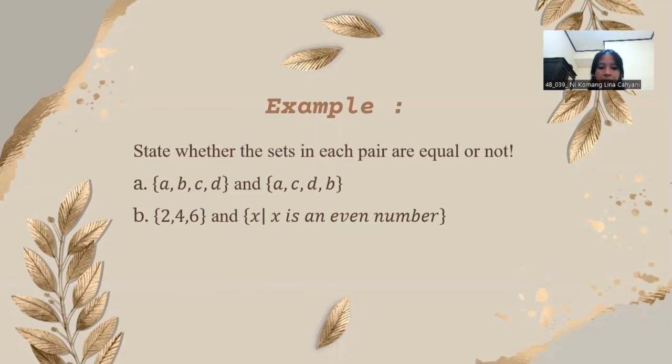And if we can find even one element in this set that is not in the set {2, 4, 6}, then they are not equal. So for example, 8 is not an element of {2, 4, 6}. So {2, 4, 6} does not represent all the even numbers. So these two sets are not equal.